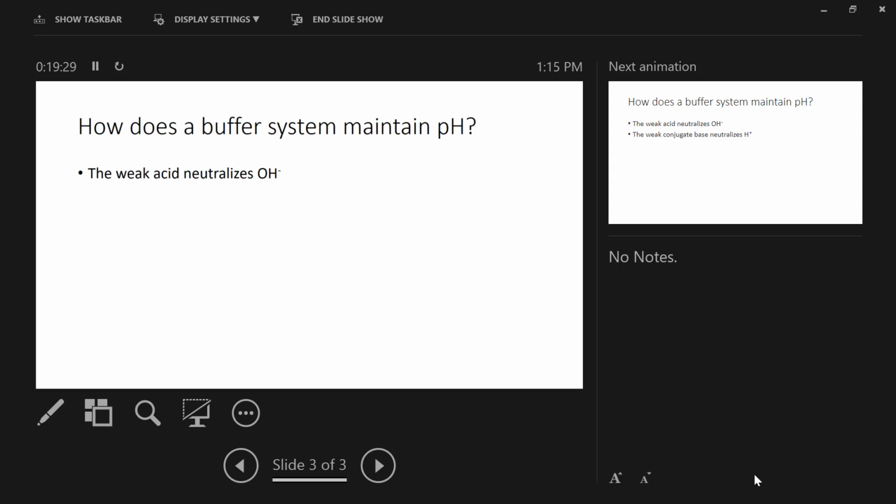Okay, so if we add a strong base to our buffer system, what are we going to get a lot of? Water. Well, initially we're going to get a lot of this. Eventually we'll get a lot of water. You're working ahead. Okay, so if we put this strong base into our buffer system, initially we're going to get a lot of hydroxide.